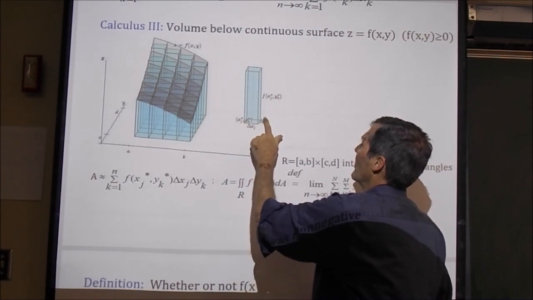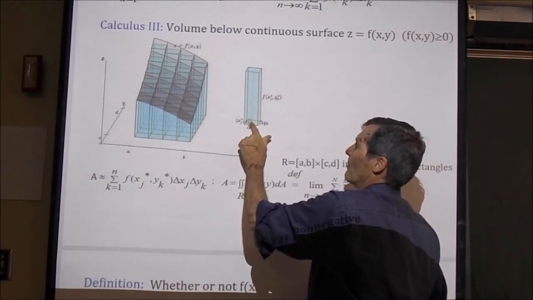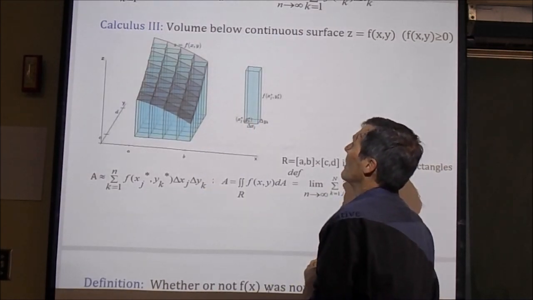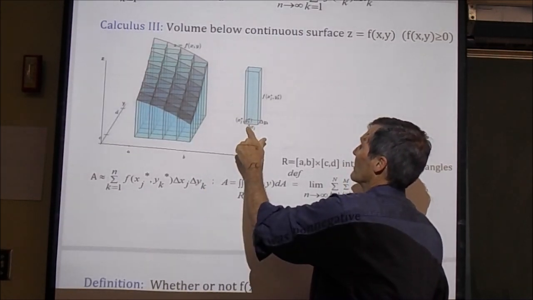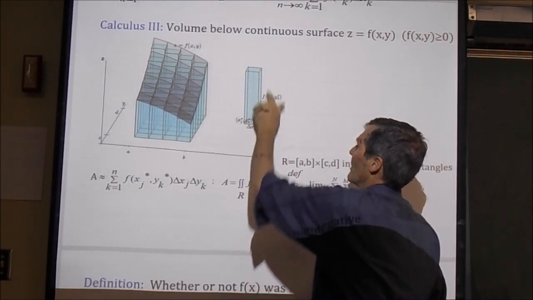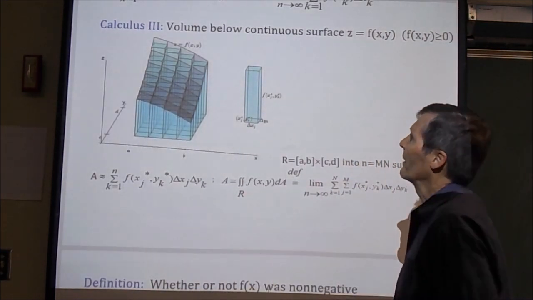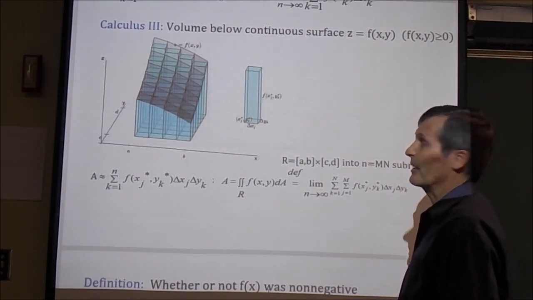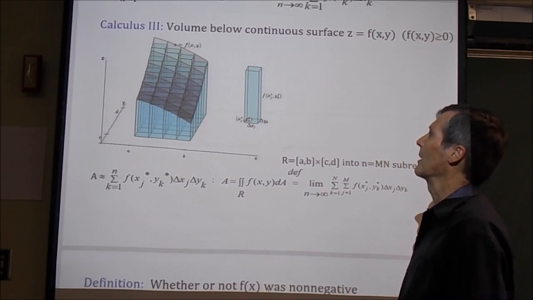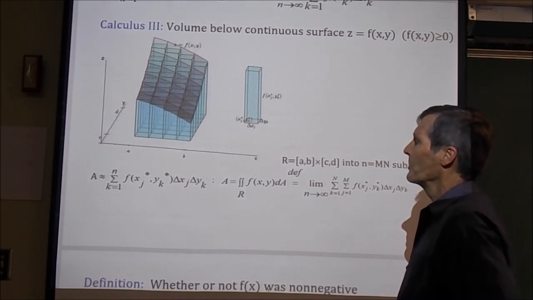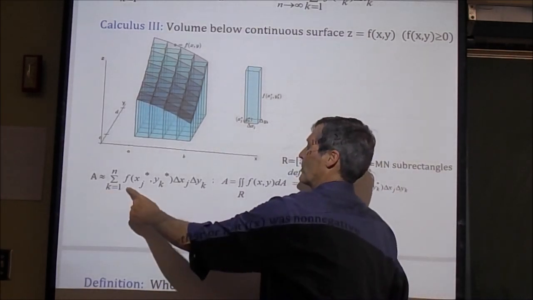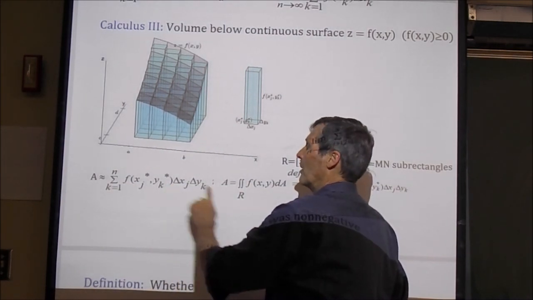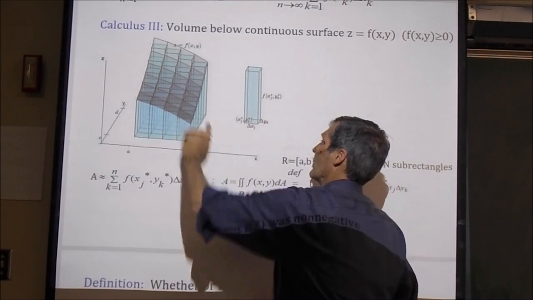Width times length times the height, f evaluated at some point, whatever you want in that little rectangle, gives you the volume, right? Base, width times length times height is the estimated volume under the surface. The exact volume of this rectangular parallelepiped is what we technically call a rectangular box. So here's the estimated volume under the surface. We sum height times width times length over n subrectangles.